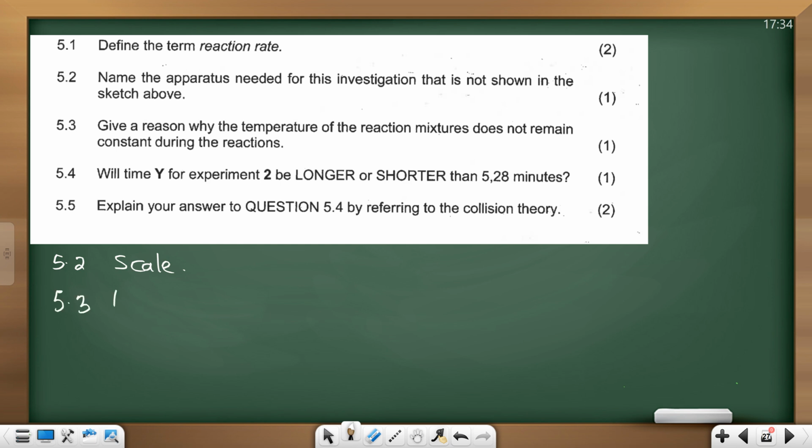It's exothermic. Which means what? Heat is released. So temperature is not remaining what? Constant. It's like you light a candle. Automatically it becomes hot. Temperature is not kept constant. Oh, thank you there, Mohammed. Exothermic. Will time y be longer or shorter? I think we answered that already. What did we say? Shorter.